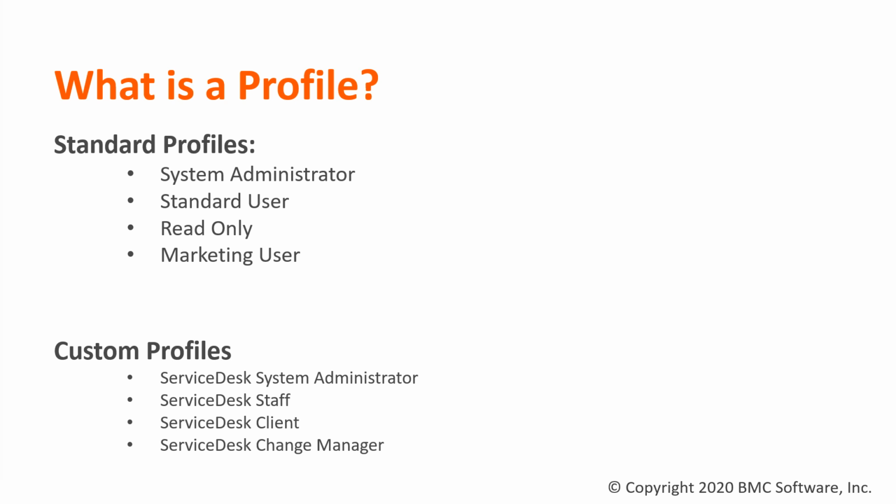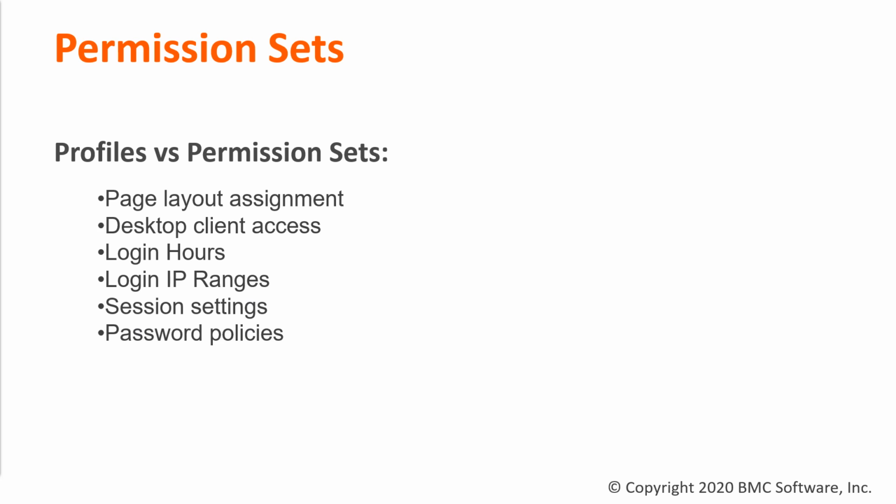So let's move to the next slide, and we will talk about permission sets. So what is the difference between a permission set and a profile? Well, both can assign security in terms of user access to records and objects, but there are small differences between them. A profile can also assign the page layout assignment, the desktop client access, and the login hours. So if you wanted to restrict when the users can log in or not, login IP ranges as well, if you would like to restrict some profiles to log in from certain IP ranges. As well, the session settings and password policies. Those features or those permissions are not available from the permission set level.